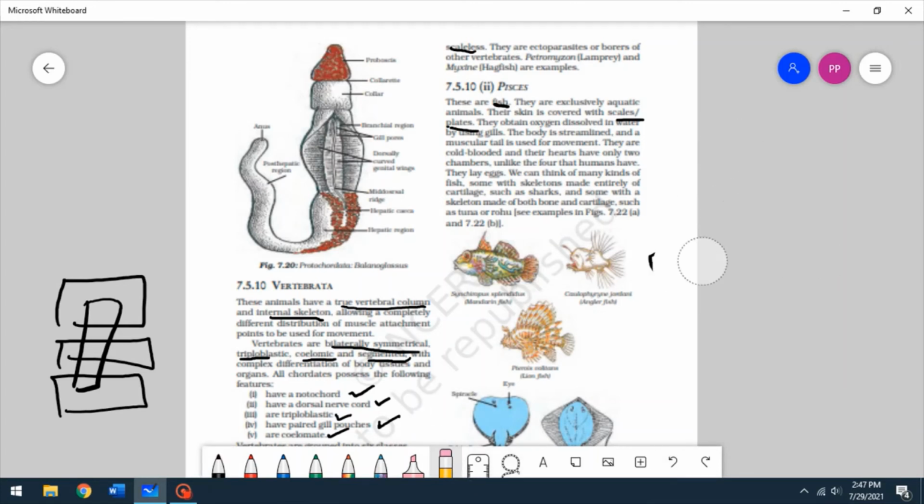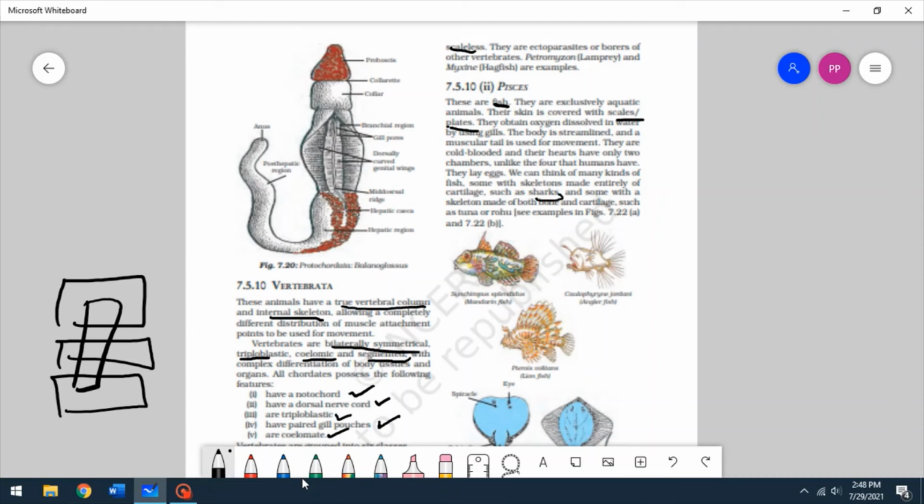They lay eggs, and we can think of many kinds of fish. We have goldfish, we have tuna fish, and we have many other fish like sharks. They're also fish. Some have skeletons made entirely of cartilage. So cartilage was the soft bone that I was talking to you about in the previous lesson. You touch the tip of your nose, you will feel the cartilage. Some fish have the skeleton made up entirely of cartilage, that soft bone.